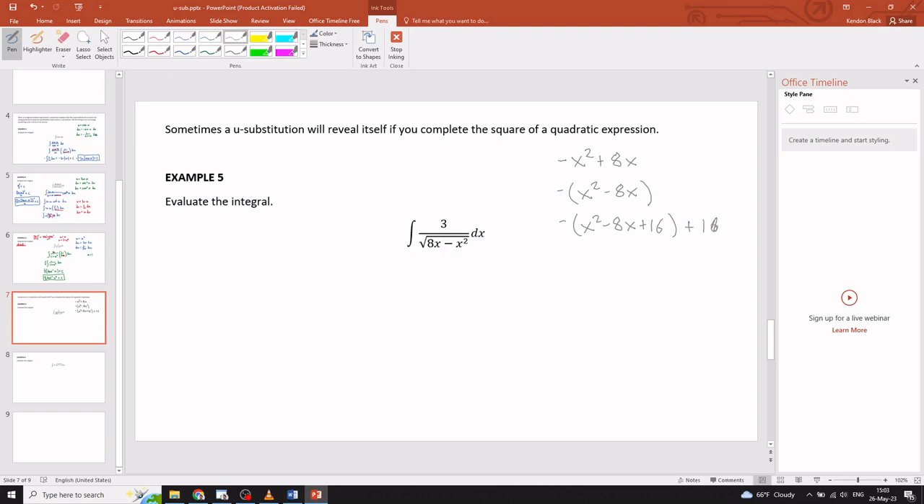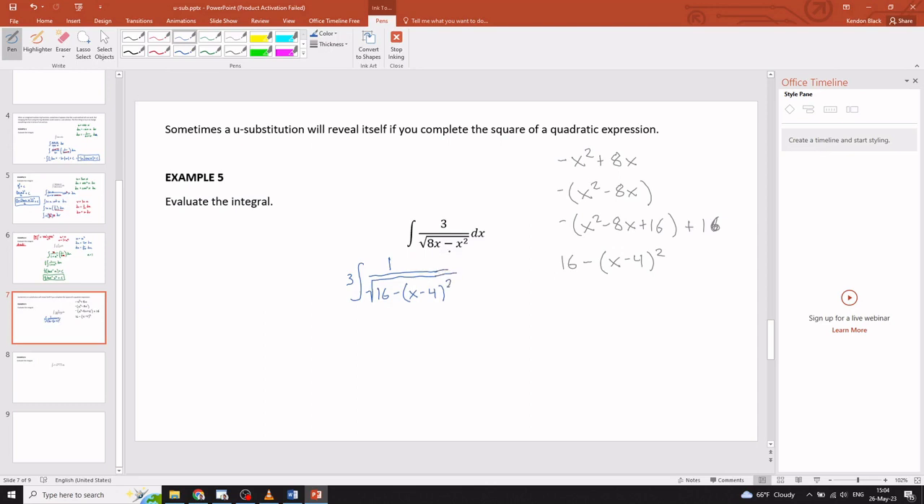Okay, 16. And now I want to rewrite this. We'll put the 16 in front, minus, and we'll change this to the squared form. So x minus 4 squared. Okay, now let's rewrite our integral. We have the integral. Let's go ahead and pull that 3 to the outside. 1 over square root of 16 minus x minus 4 squared.